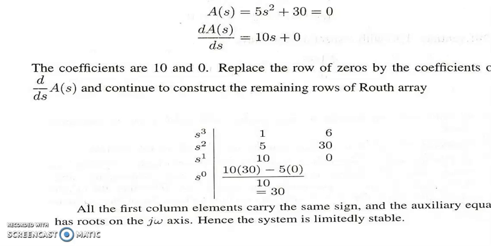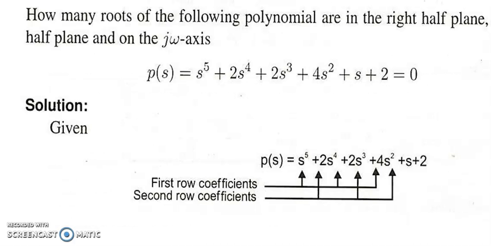So now if you do have the third row as 10 and 0, what you will find is 10 into 30, 300 minus 5 into 0 by 10, which is 30. And now what you will find is all elements of the first column have the same sign. But now that you have used an auxiliary equation, it shows that there are roots on the j omega axis, hence the system is limitedly stable.